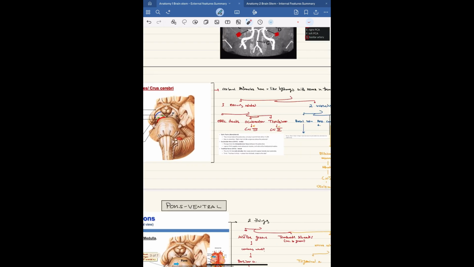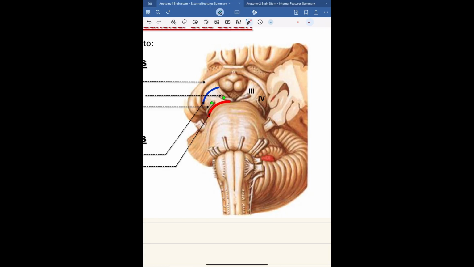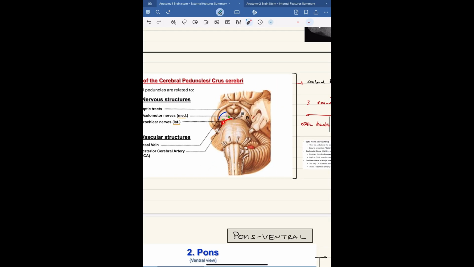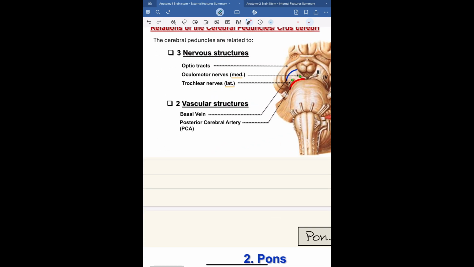Let's see here. We already talked about the nerves, so optic tract, oculomotor, trochlear. Notice something, I talked about the oculomotor. Notice the trochlear is also seen, but it does not arise from the ventral aspect, but rather it arises from the dorsal aspect, and it circles around until it reaches the ventral aspect. And that's the only nerve that does that. The only nerve. That's also important.